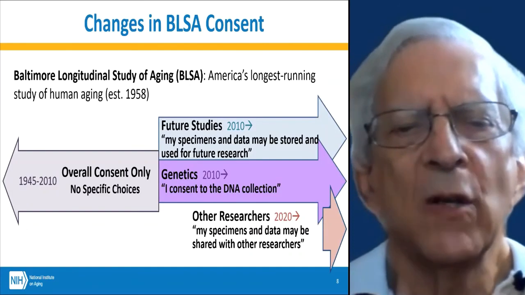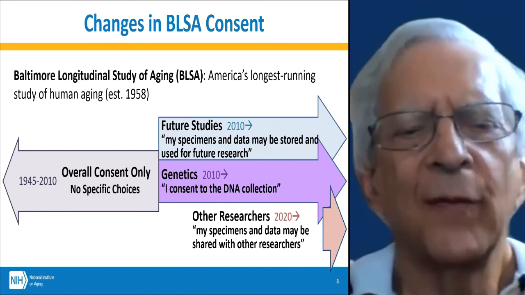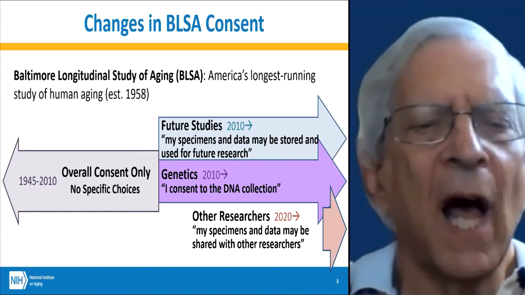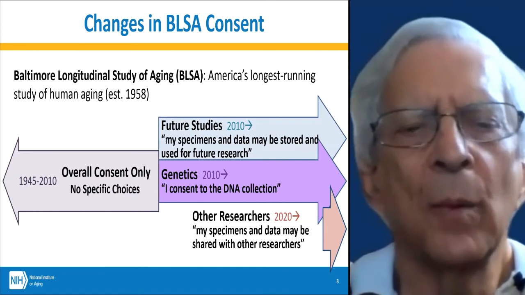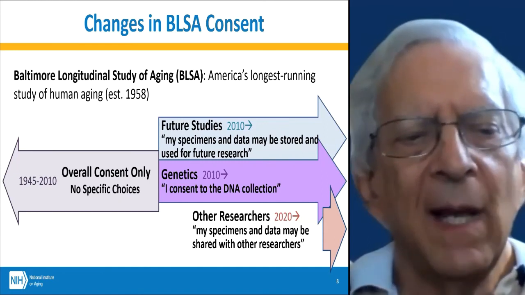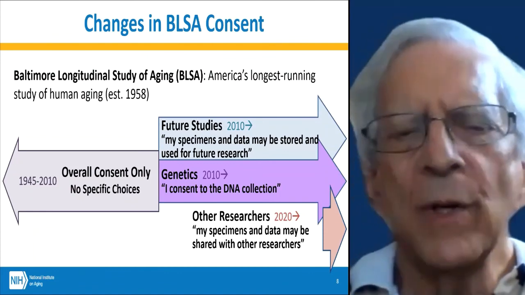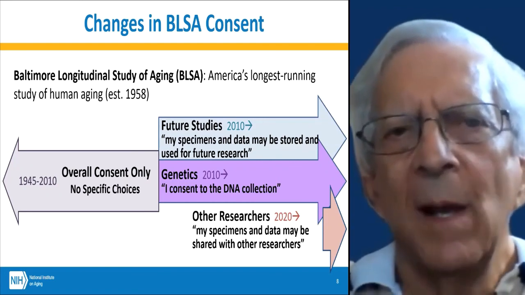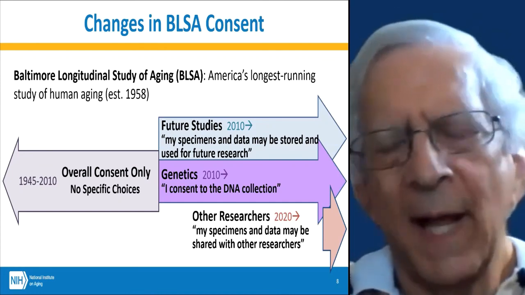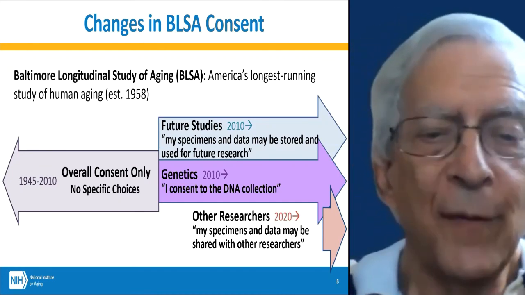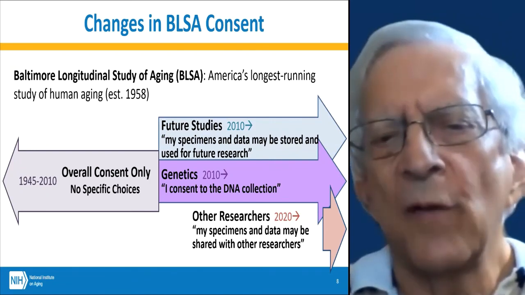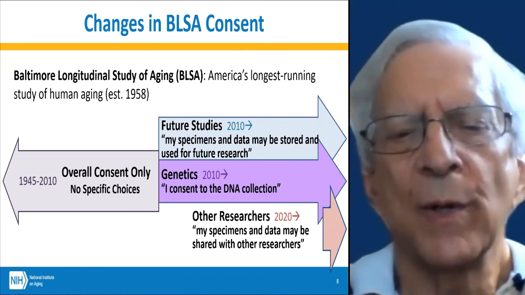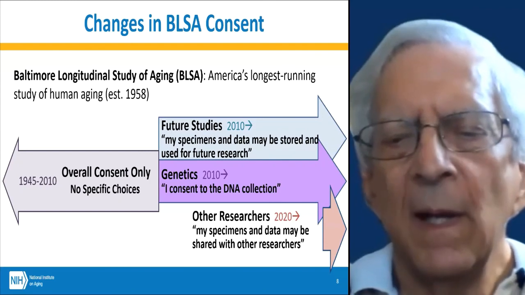If we look at a couple of the case studies of how things have evolved over informed consent, the Baltimore Longitudinal Study of Aging is the oldest longitudinal study of aging in the United States. It's run by the intramural program of NIH and was established in 1958. For the first years, up to about 2010, there was apparent simplicity in consent. It was simply an overall consent with no mention of specific choices. But as our IRBs changed, and literally from one IRB to another that was utilized, and then from the practices within an IRB, things evolved. So from 2010 on, we had informed consent that stated, for example, my specimens and data may be stored and used for future research, or I consent for DNA collection.